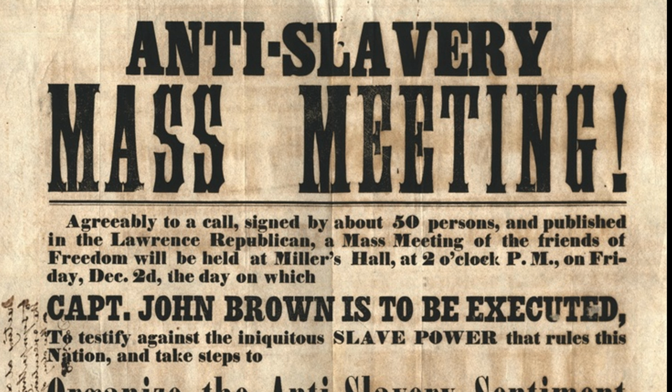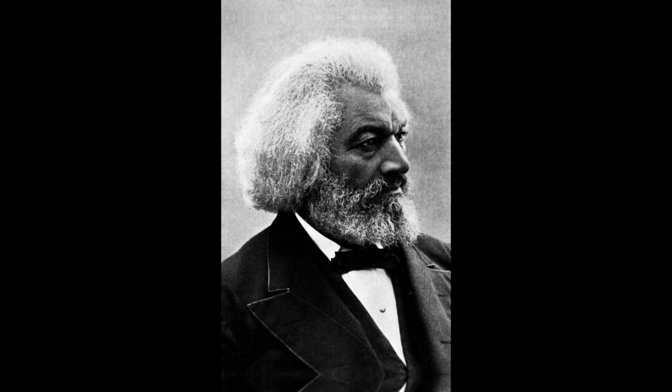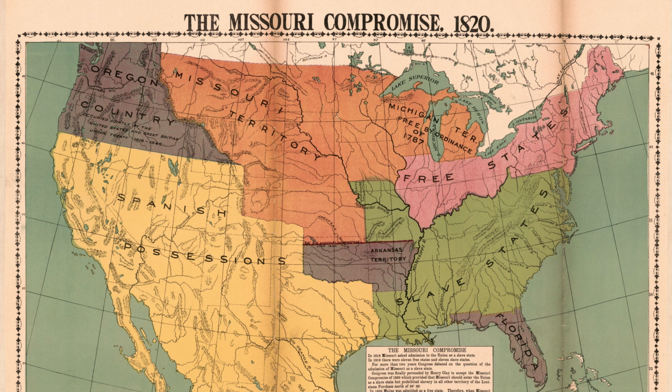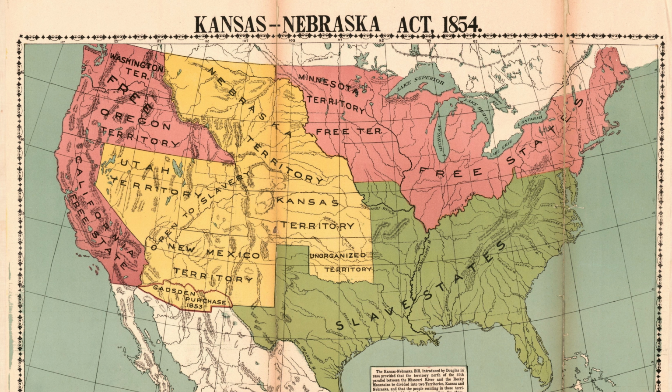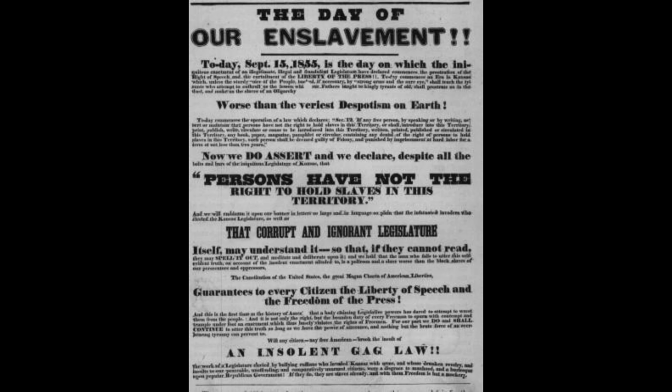Cotton became king, and with it came a growing resistance from abolitionists determined to end the practice. The nation tried to hold itself together with a series of fragile compromises. The Missouri Compromise in 1820, the Compromise of 1850, each aimed to maintain balance between free and slave states.